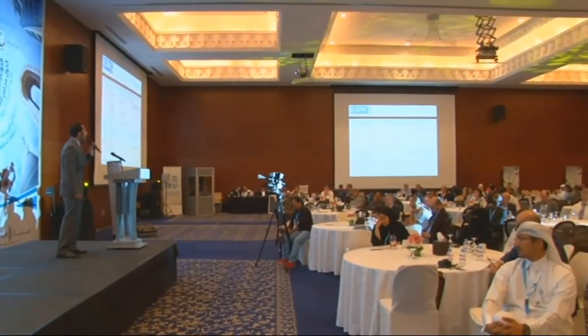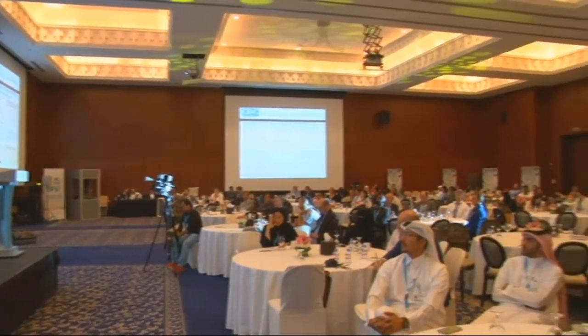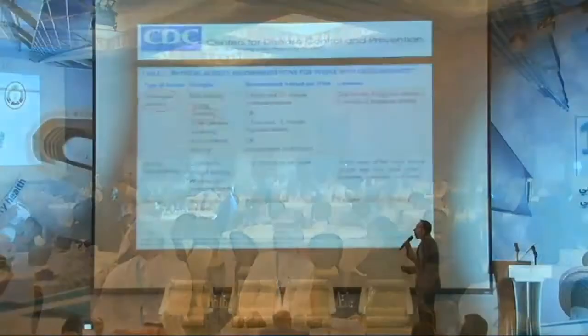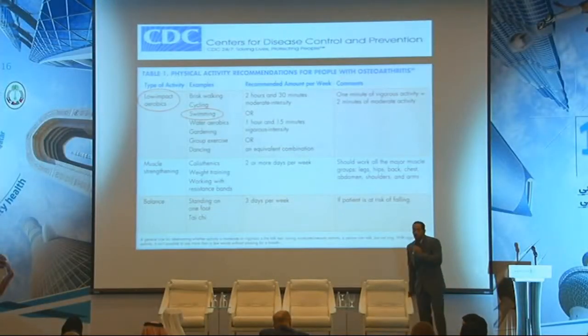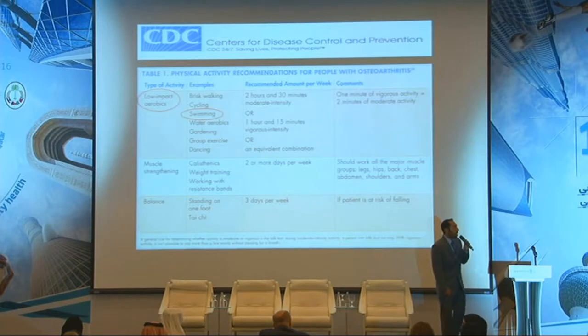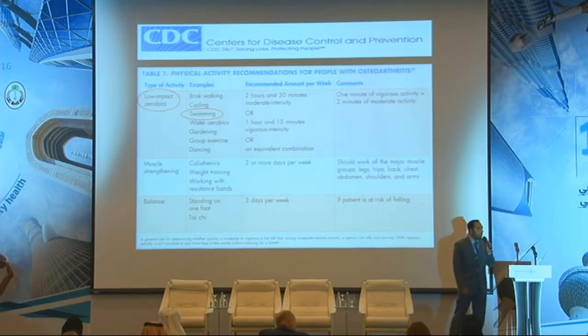Let's see other organizations such as the CDC. They suggested low impact aerobic exercise, such as what? Swimming. Swimming is one mode of exercise the American College of Rheumatology, as well as the CDC, recommended.